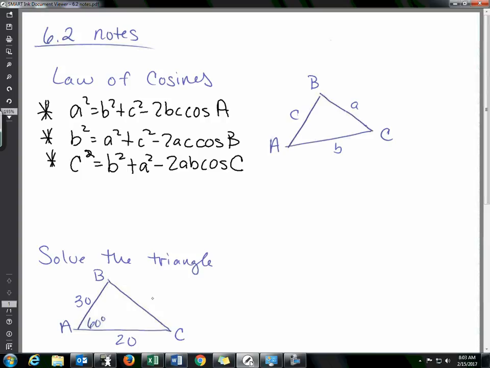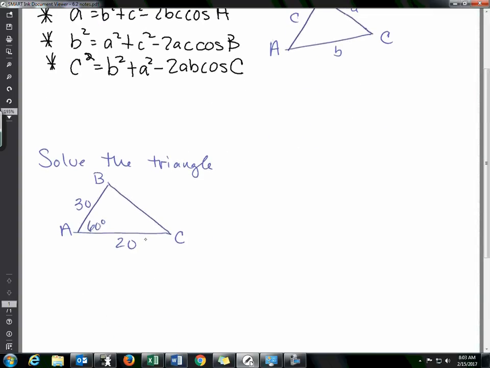Okay, so look at our triangle. To solve this triangle, I need angle B, angle C, and side a. Let's solve for B. If we're going to solve for B, the only formula that has big B in it is the middle one. So little b equals 20, big A equals 60, and little c equals 30. That might help us know what to plug in.